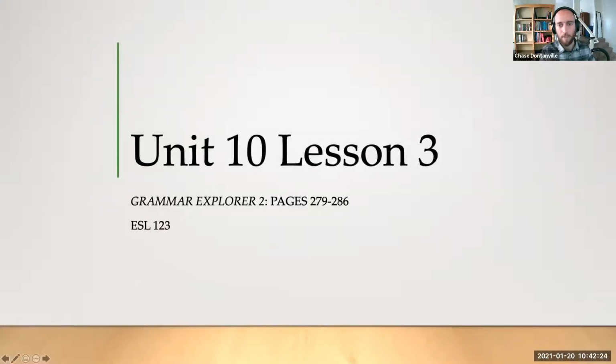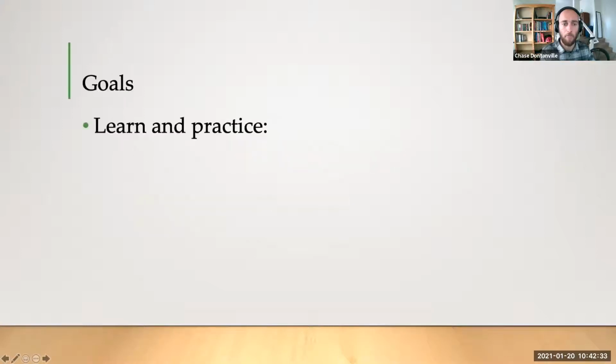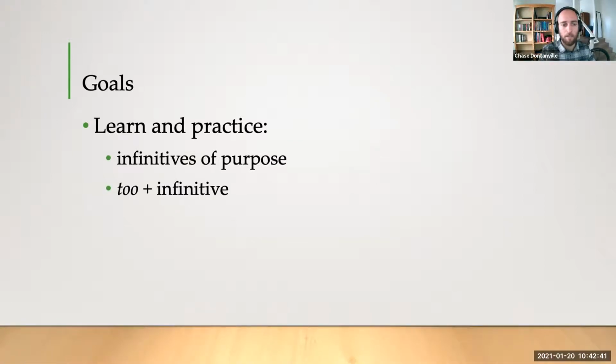Hello, everybody. Let's finish Unit 10. Pages 279 to 286 in your grammar textbook. To finish off, we will learn and practice infinitives of purpose, to plus infinitive, and enough plus infinitive.